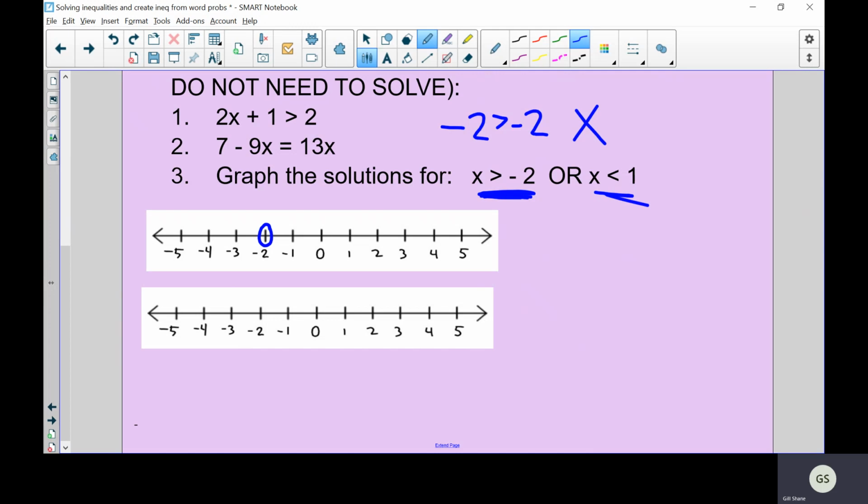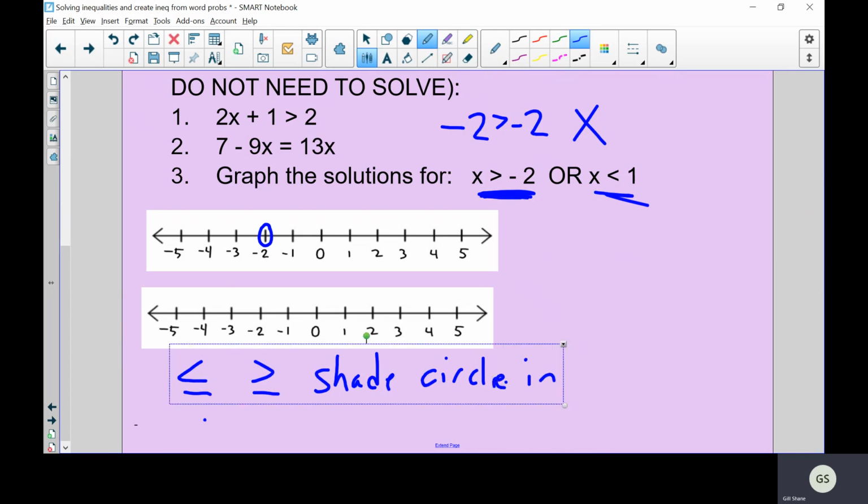That's the way you're supposed to test it mathematically to see if you shade the circle in. The quick cheat sheet version, if you're not following that, you shade the circle in if you have one of these two symbols. So shade circle in. If you have one of these two symbols, so no line underneath the inequality, meaning it's not greater than or equal to or less than or equal to, it's just greater than or just less than, then we don't shade the circle in.